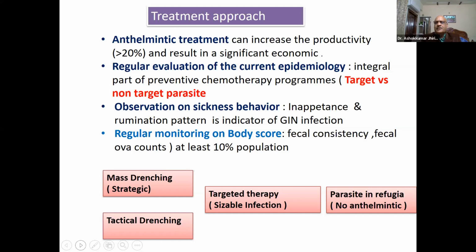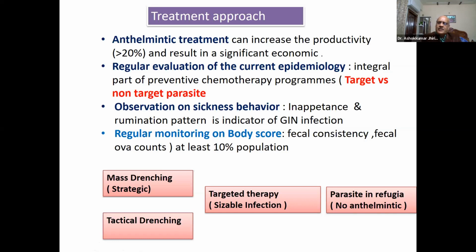Tactical means whenever there is a high load because of some sudden climate change, there is a lot of infection available in the premises or in the grazing area, you have an ad hoc basis, you can have one dose of anthelmintic. The targeted therapy, as you have seen in the bronchosis, whenever there is a high load, then you are only advised a targeted therapy. Means whenever the animal has a load, there is a treatment.